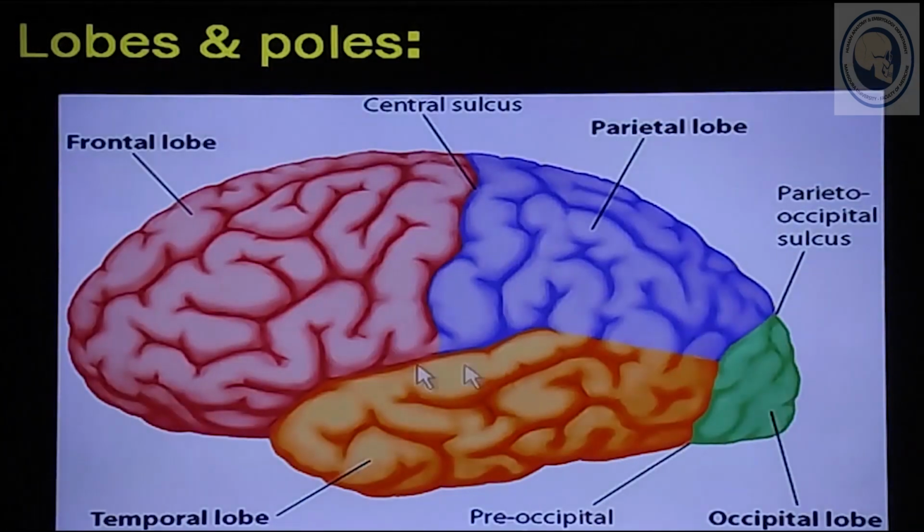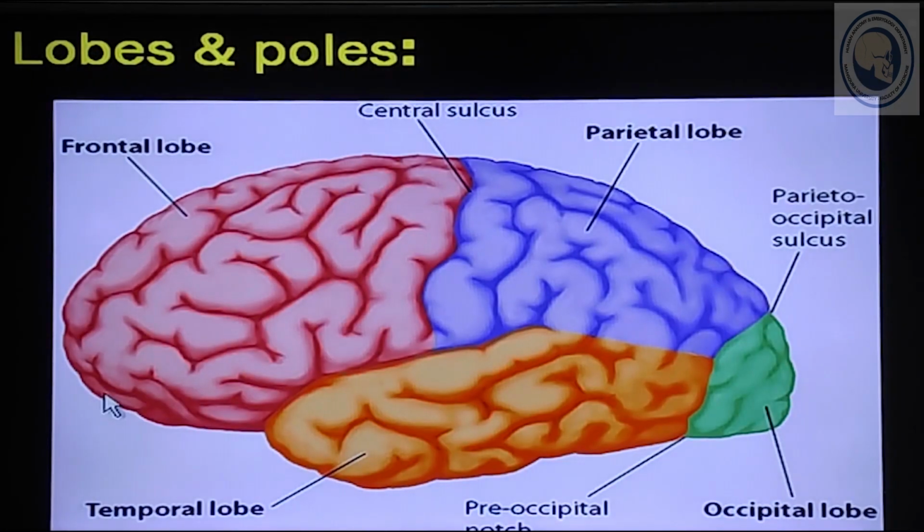So what about lobes and poles of the cerebral hemisphere? By the major four sulci, we will divide the cerebral hemisphere into four lobes. The first lobe is called the frontal lobe. It is situated above the lateral sulcus and anterior to the central sulcus. The next lobe will be the parietal lobe. It is located between the central and the parieto-occipital sulci and also above the lateral sulcus.